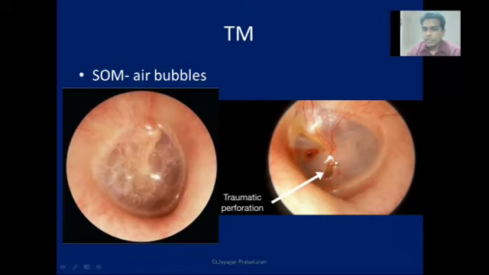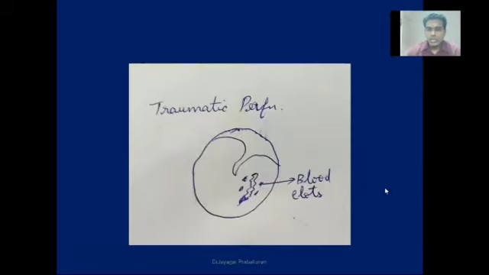The other one is traumatic perforation after receiving a slap or any small crackers bursting near the ear. People exposed to such loud noise can have traumatic perforation of the eardrum. A traumatic perforation is usually vertical in shape and has serrated margins like this. And I have drawn some blood clots here. Blood clots are usually very closely associated with the traumatic perforation.